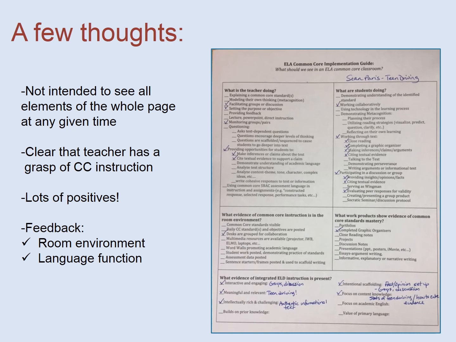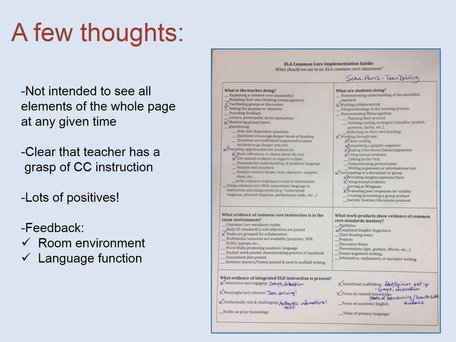I saw many elements of Common Core instruction. The teacher did a lot of facilitating of groups and class discussion. He provided opportunities for students to make claims and cite evidence from the text. Students were working collaboratively, engaged in close reading, and using a graphic organizer to record facts and opinions and other notes. They cited evidence and presented arguments, as well as evaluated peer claims. The room was set up for collaboration, and it appeared they were used to it. So you get the drift here, and overall I think it was clear he had a good grasp of Common Core instruction. There were many positives.